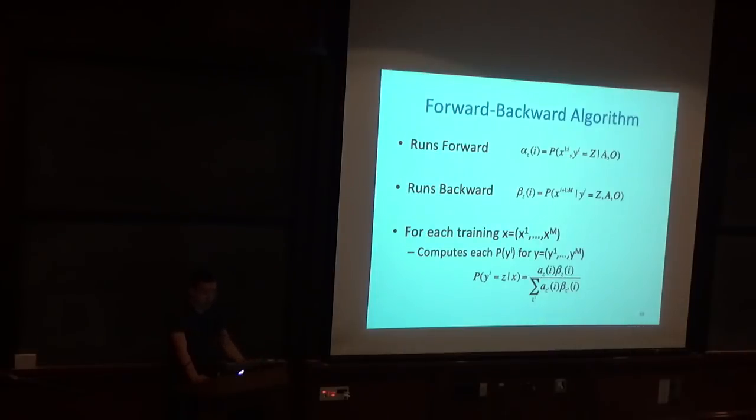So that's the full algorithm. We run forward, compute these alpha prefix solutions. We run backwards to compute the beta suffix solutions. And then for every training example, we run forward and backwards. And then for every token in the part of speech tag sequence that we don't observe, we compute these marginal probabilities using the alpha and beta vectors. And that's the forward-backward algorithm for solving the E step of the EM algorithm.